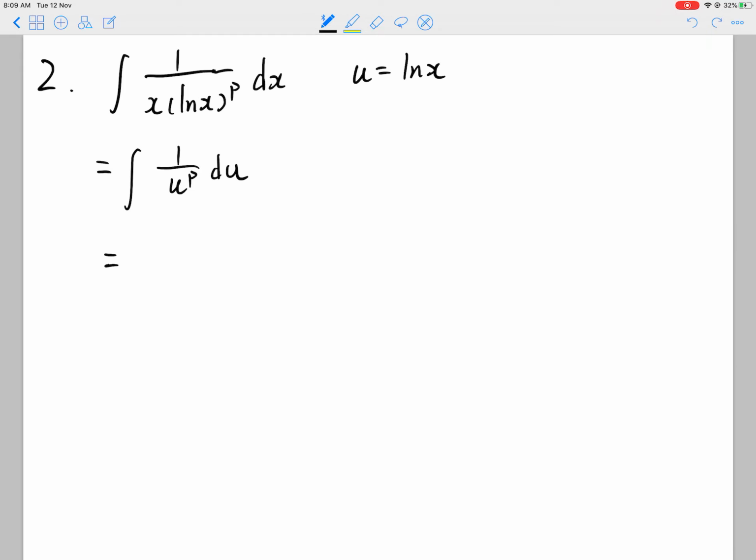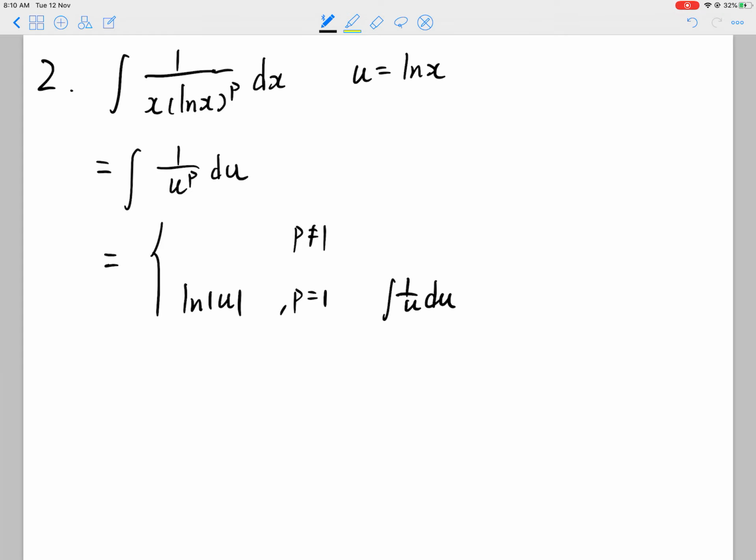there are only two cases, right? First, if p is 1, and if p is not 1. If p is 1, which means it's the integration of 1 over u, right? The answer is log absolute value of u.